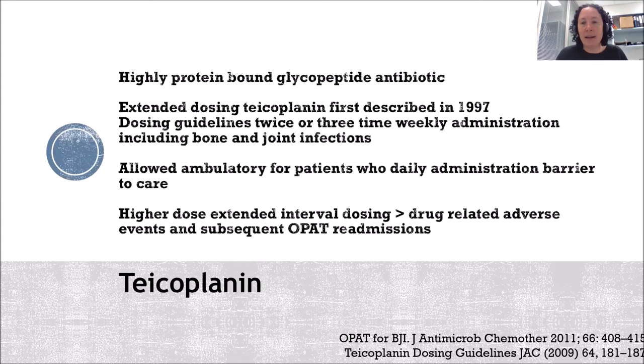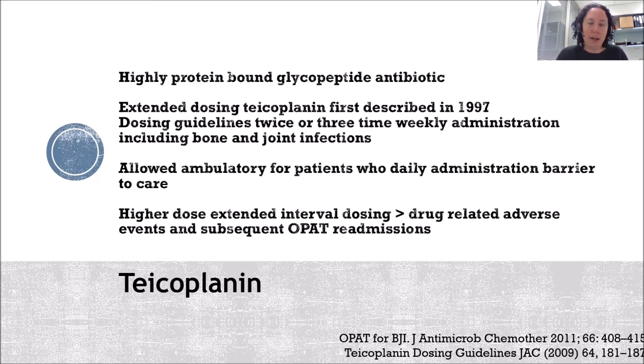And this then allows for ambulatory care for patients who are, for whatever reason, unable to have daily antibiotic therapy. Certainly the dosing to do it three times a week is much higher, so 15 to 25 milligrams per kilogram. And what that has seen is a higher rate of adverse drug reactions, which, as you know, consist of hypersensitivity reactions or neutropenia or thrombocytopenia, etc.